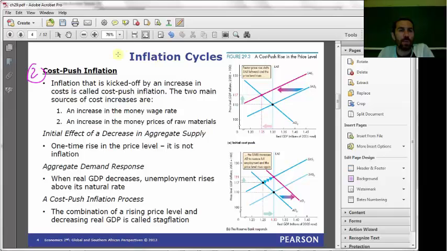But there's a second way in which we can end up with inflation, which is a little bit problematic. Well, let's say it's much harder to deal with than the first one. Much harder to deal with than demand pull inflation. So cost push inflation is inflation that is kicked off by an increase in the costs of production. And there are two main sources of cost increases on your production side. Obviously, we know that from the labor side of things, there can be the money wage rate, so any kind of increase in the price of labor. But also we can have increases in the prices of any other raw materials.